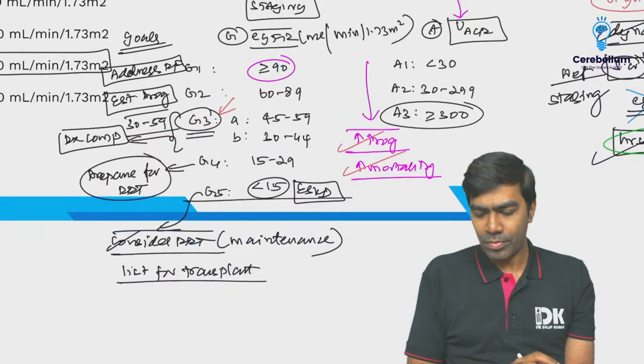HUS, hemolytic uremic syndrome. But in TTP patients, they will have microangiopathic hemolytic anemia and thrombocytopenia. They will have acute kidney injury also. But the most important feature here is neurological involvement. They can have confusion, seizures and all. Plus or minus, they can have acute kidney injury, and plus or minus, they can have fever also.